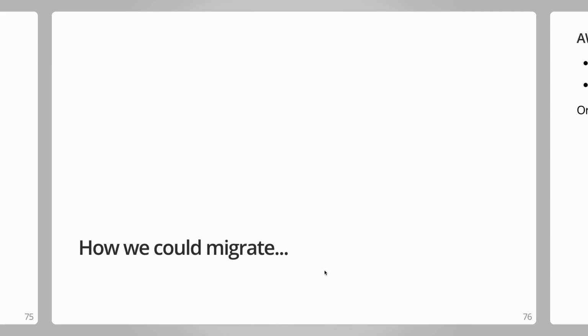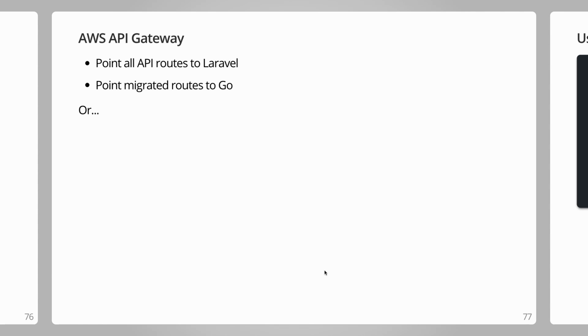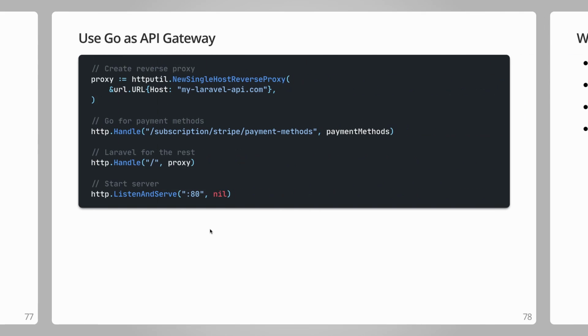Let me show you how we could migrate to Go step by step. We can, for example, set up an API gateway in AWS, point all API routes to Laravel, and only those we've migrated we point to Go. So essentially, then we have two APIs running at the same time, sharing the traffic with each other. Or even easier, we can use Go as our main API entry point, let it handle all the routes it knows of, and everything else we shoot over to Laravel as a reverse proxy.